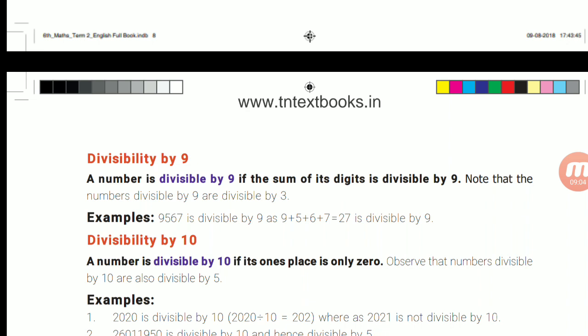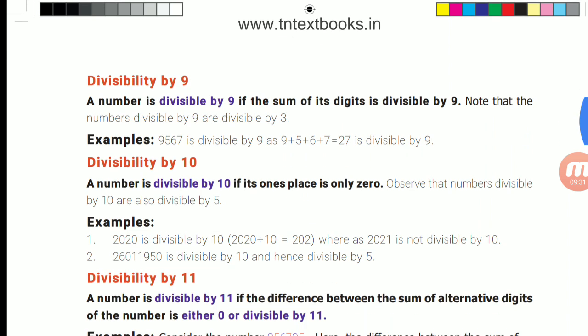If a number is divisible by 9, the sum of its digits is divisible by 9. For example, 9,567. If you add it, 9 plus 5 plus 6 plus 7, it's 27. So 27 is divisible by 9, so the number is also divisible by 9. There is a hint or note that if a number is divisible by 9, the number is also divisible by 3. Okay, then divisibility by 10.